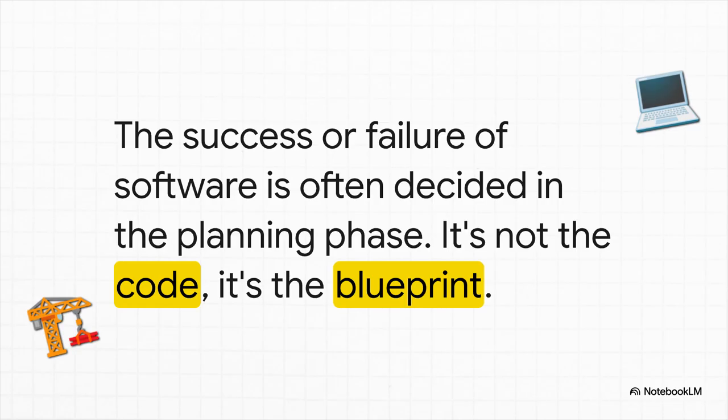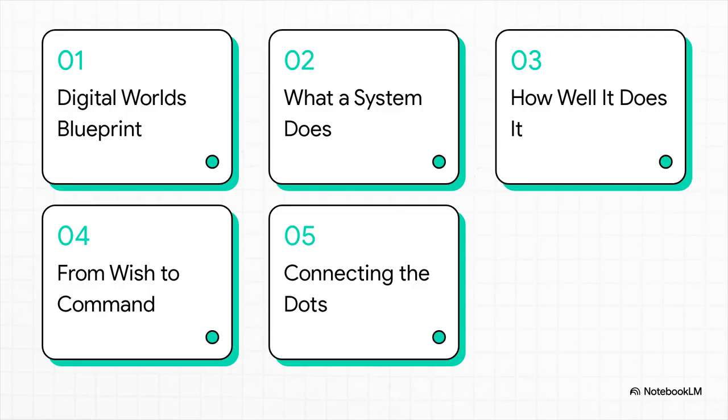The success or failure of a piece of software is often decided before the building even begins. It all comes down to the quality of its blueprint, what the pros call requirements. These are the instructions that tell the developers what to build and, just as critically, how well it needs to work.